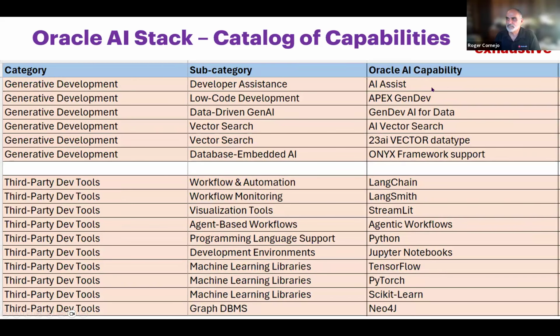GenDev was spoken about at Oracle Cloud World. So I think there's going to be a lot here for people to understand about AI Assist and Apex GenDev and so forth for how Oracle has made using generative AI to make development easier. And then, of course, to build AI applications, you need things like LangChain, Langsmith, and so forth, Python. So you won't necessarily need all of these, but certainly Python and LangChain and Langsmith are going to be top on your list.